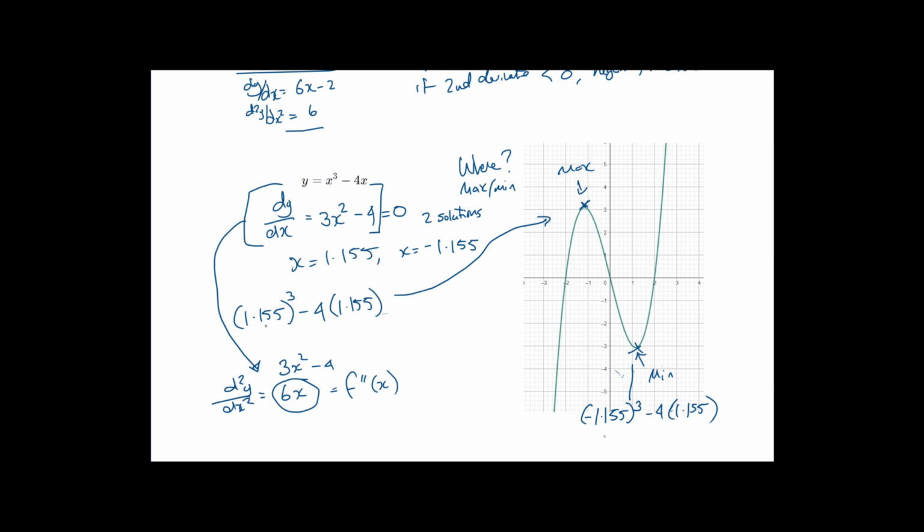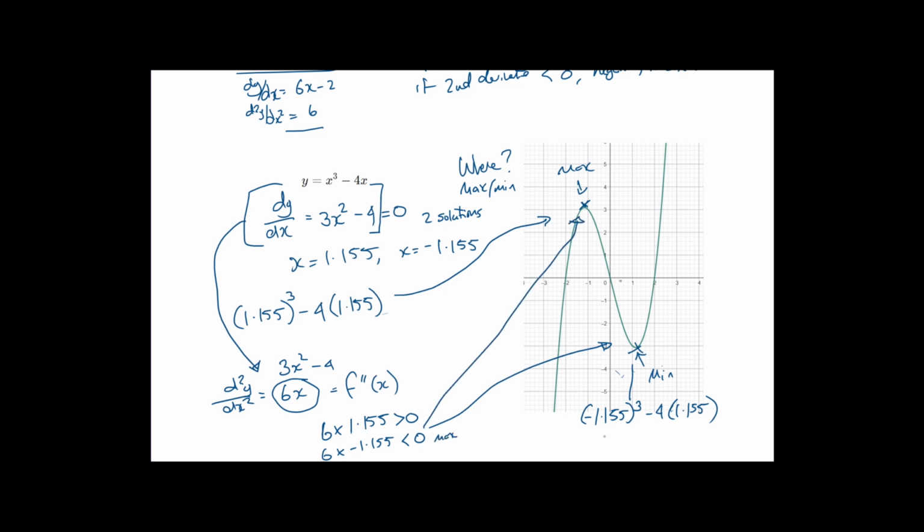Well, we're going to take one of these numbers and put it in here. So we know that 6 times 1.155, I don't need to know the exact number, I just need to know that it's greater than 0. So that's going to be the minima there. And 6 times negative 1.155, I know that that's a number that's less than 0, so that must be the maxima there.